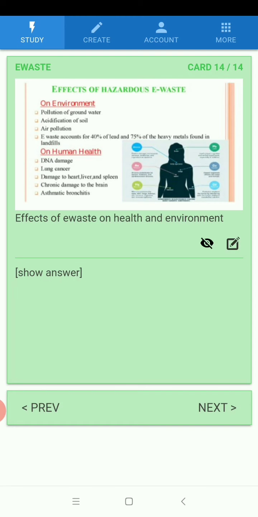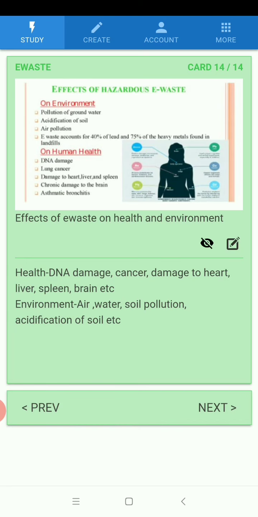Now this picture is showing various effects of hazardous e-waste on human health as well as on environment. The various effects on human health are various types of cancers, and damage to heart, liver, spleen, brain, etc. And those on environment are different types of pollution like air, water, and soil pollution, and acidification of soil, etc.